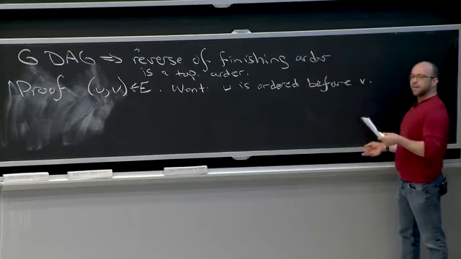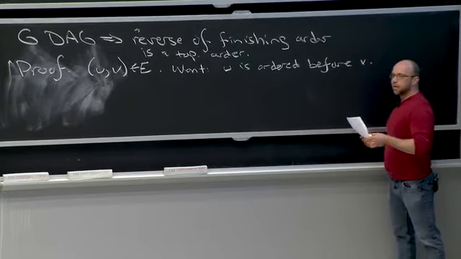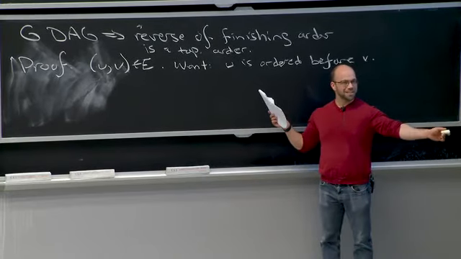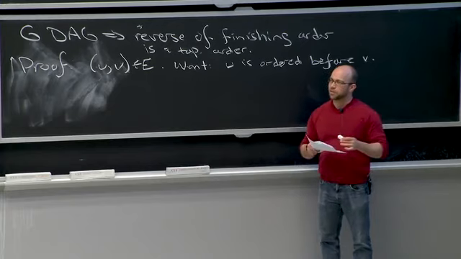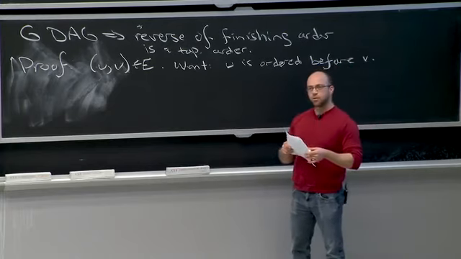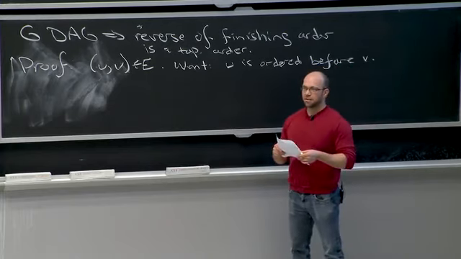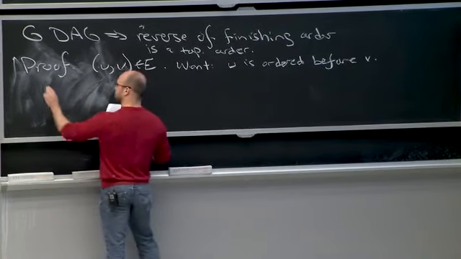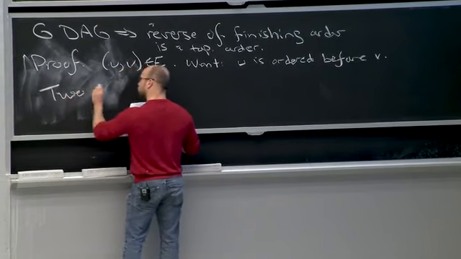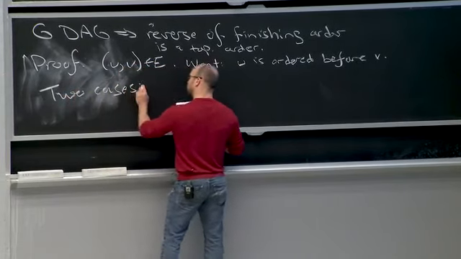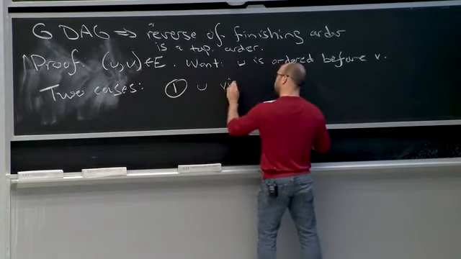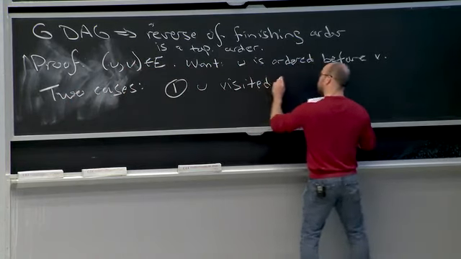Okay? So let's think back to our call to the DFS algorithm. Remember, we call this visit function, right? So we have two cases, right? Either u is visited before v, or it ain't. Yeah? So let's do those two cases. So case number one is u is visited before v.